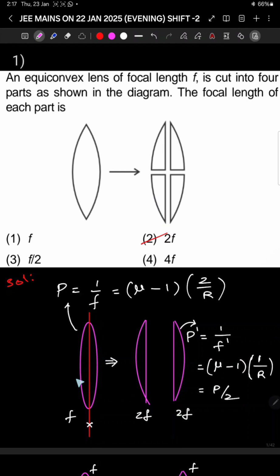Now it is an equiconvex lens. The power formula will be like this: 1 by f equal to (mu minus 1) into 2 by R. If we cut perpendicular to the principal axis, then the power formula becomes like this: (mu minus 1) into 1 by R. That means power becomes half. Power and focal length are inversely proportional, so the focal length will be doubled.